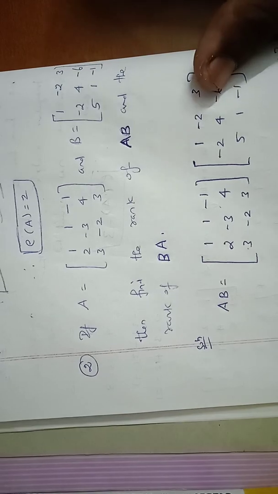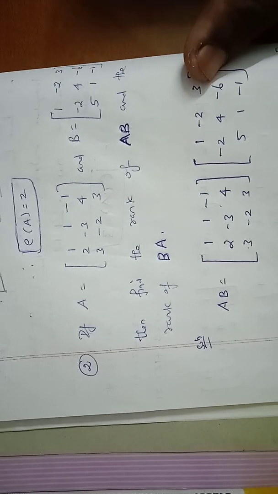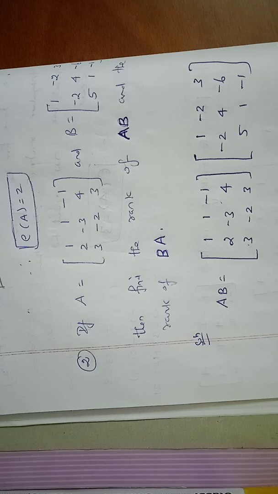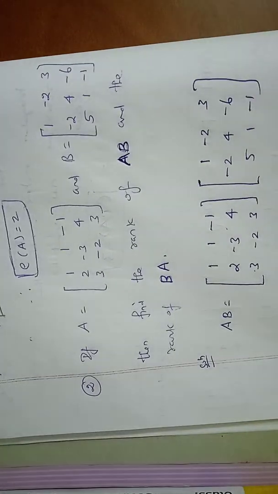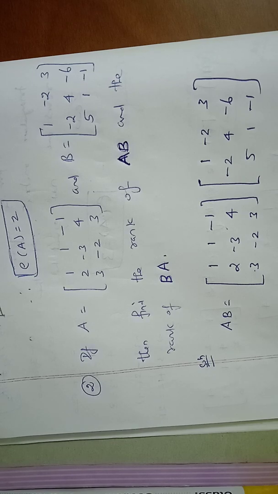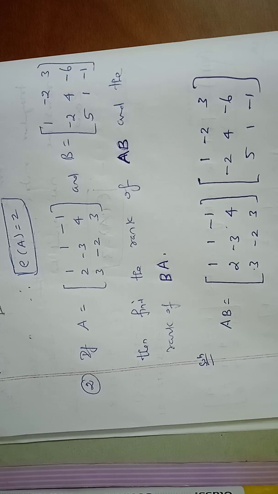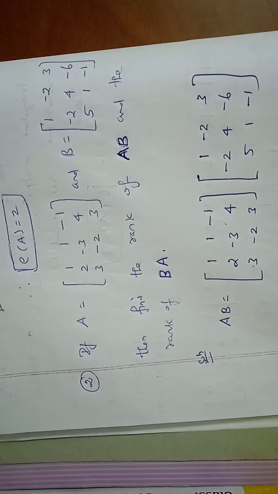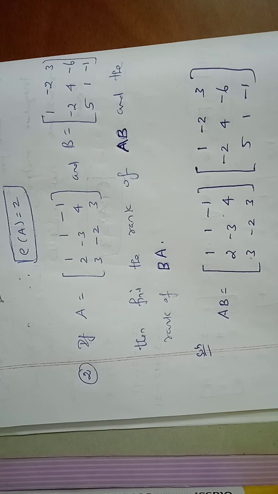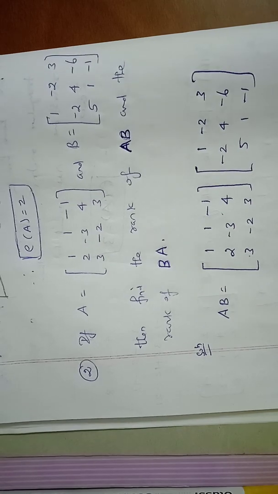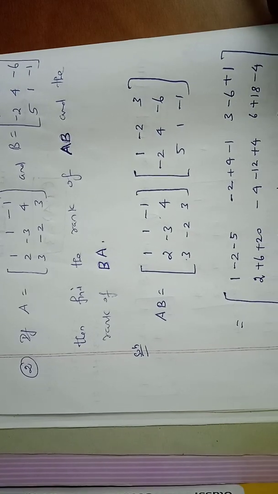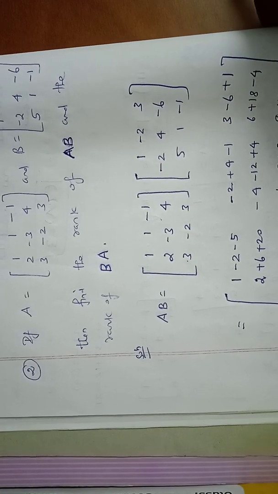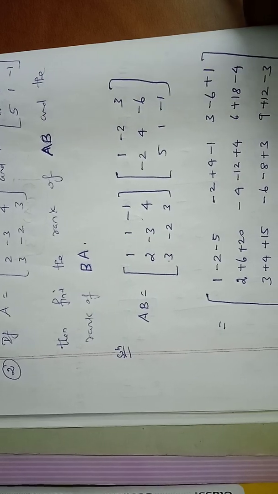Next problem. If A equals 1, 1, -1; 2, -3, 4; 3, -2, 3, and B equals 1, -2, 3; -2, 4, -6; 5, 1, -1, then find the rank of AB and the rank of BA. We have to calculate two values: first one is AB, another one is BA. Finally, we have to compute the rank of AB and BA.